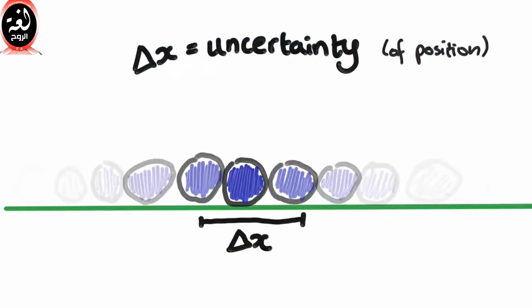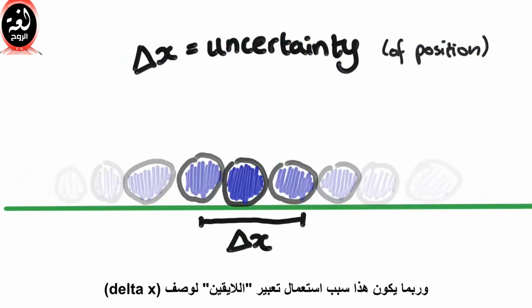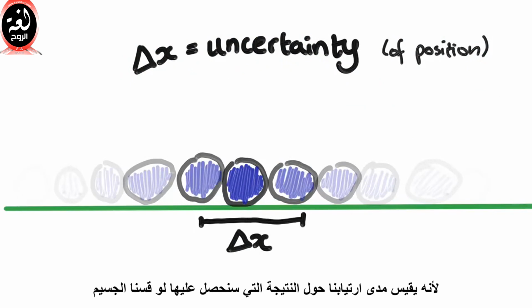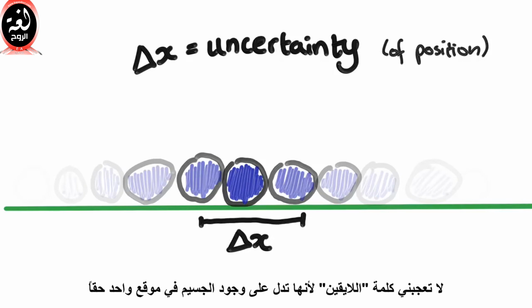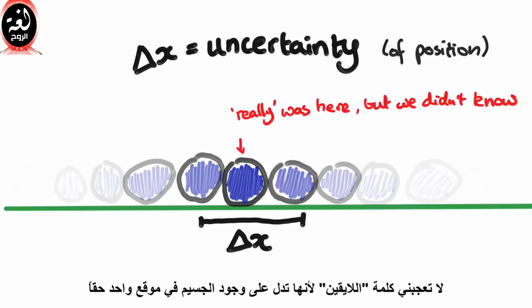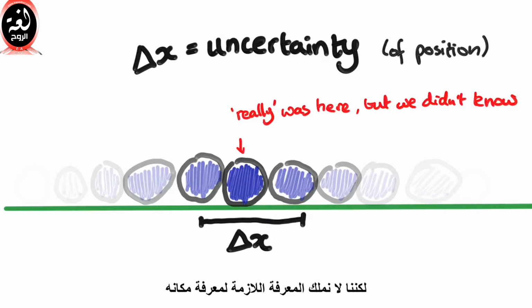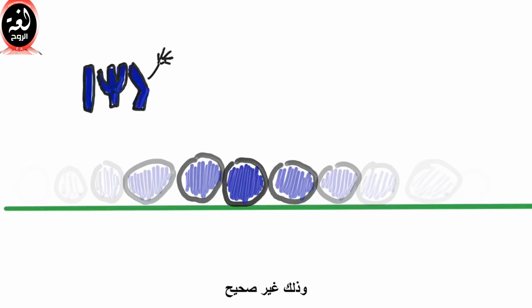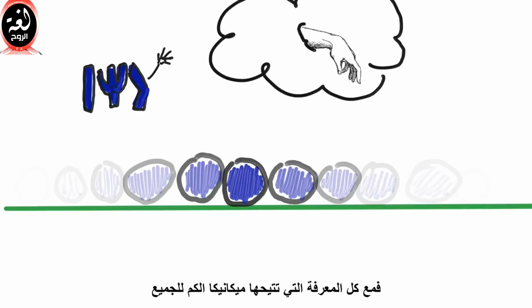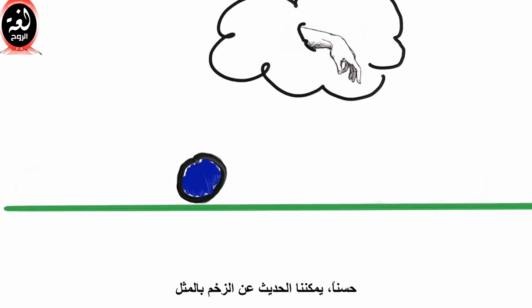This is probably why the term uncertainty is used to describe delta x, because it means how much we're uncertain about what result we would have if we were to measure it. I just don't like that word because of the connotation that the particle really is in one place, but we didn't have enough knowledge to know where. No, even with all the knowledge that quantum mechanics says is possible for anyone, there is still this randomness when you measure.